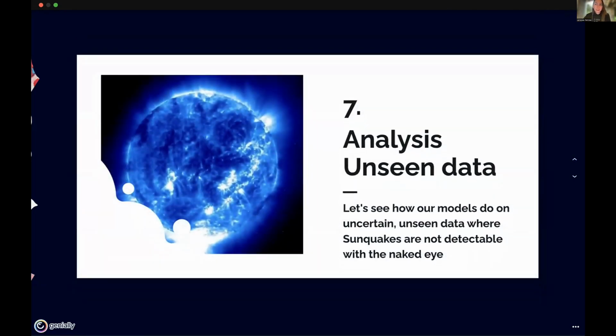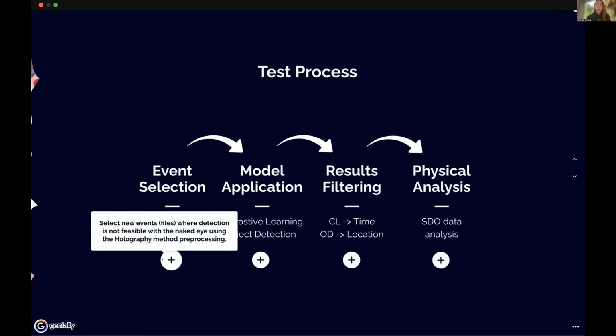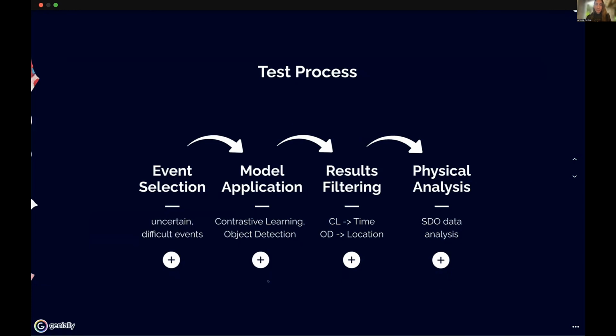Now, after having seen the results, we wanted to analyze what the models do on new data, on unseen data. And for this, we selected some uncertain events, some events that were rather difficult to detect with the naked eye, that the model has not seen before. We applied the pipeline that I just mentioned. We filtered the results such that we only considered for the OD to find the location, we only considered the frames that were predicted positive by the CL.